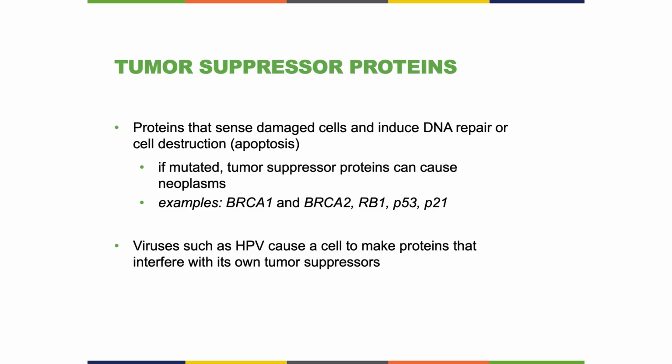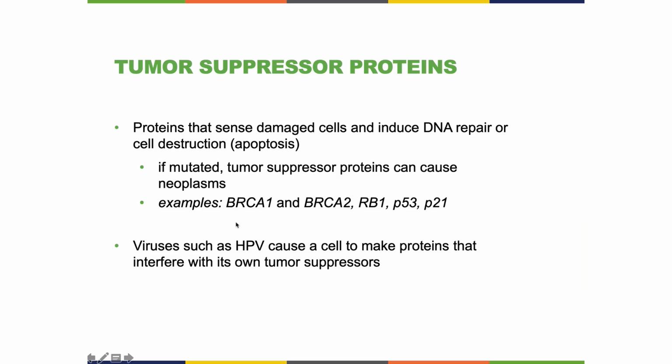The examples of these are the BRCA genes that are associated with breast cancer. We already talked about P53, P21, RB1, which are all proteins. RB1 is a protein associated with looking for damage in the first part of mitosis. P53 and P21 are proteins specifically looking for damaged cells.